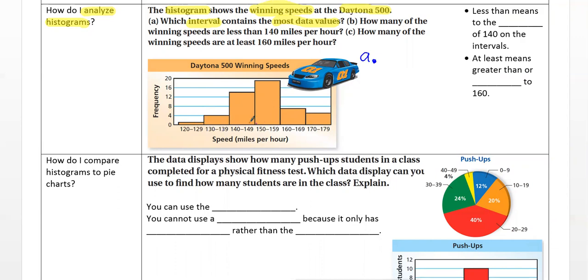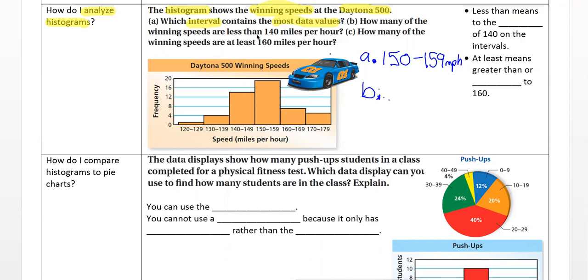So which one is the most? Well, isn't it obvious by looking at this? Can't you see that this one right here has the highest frequency? So which interval contains the most data? It'd be 150 to 159, and this is in miles per hour, so I'm going to put mph. Okay, now going to part B, and I'm going to put a little period there. Didn't work very well. Oh, that's a beautiful period.